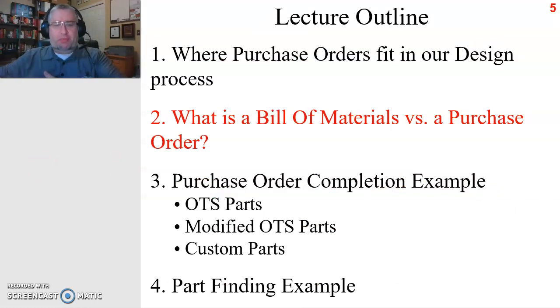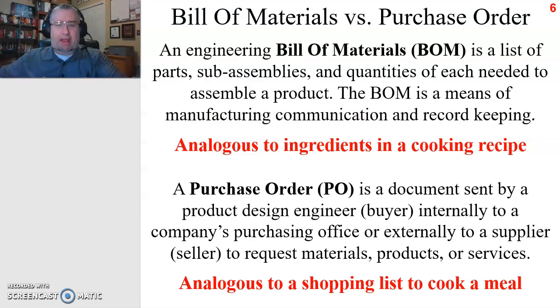Okay. So next thing I want to talk about is what is a bill of materials versus a purchase order. I have a couple of definitions here. Let's start with an engineering bill of materials, which is a list of parts, subassemblies, and quantities of each needed to assemble a product. The bill of materials is a means of manufacturing communication and record keeping. By contrast, a purchase order, or PO, is a document sent by a product design engineer who is the buyer, either internally to a company's purchasing office or externally to a supplier, which is the seller, to request materials, products, and services.